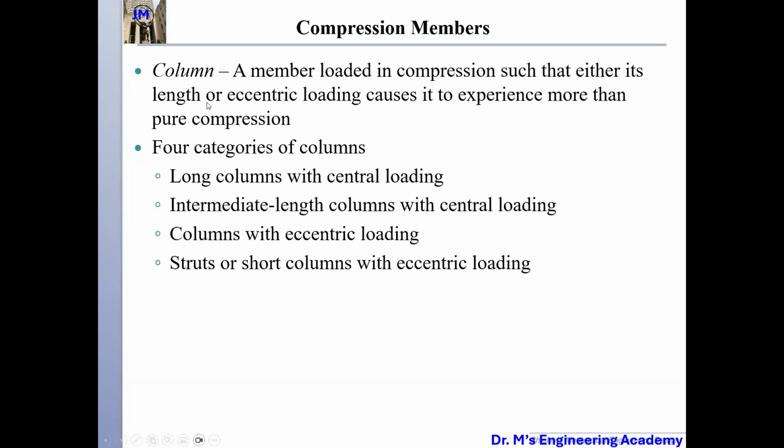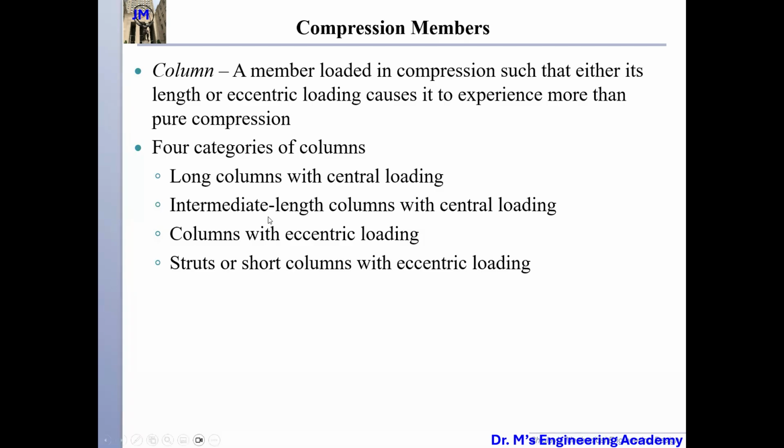So there are different kinds of columns. These are length. That means if the length is very, very high, it buckles. I'm talking about buckling here. So the four categories of columns: long columns with the central loading. Central loading means that the loading direction is along the centroidal line. That means there is no eccentric loading, but it's very long, so the buckling occurs.